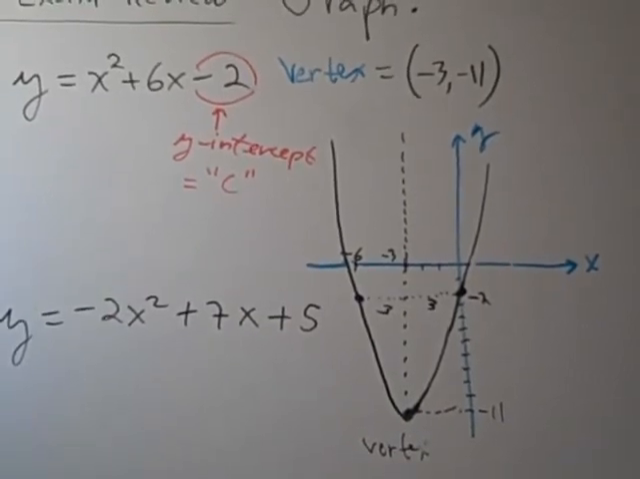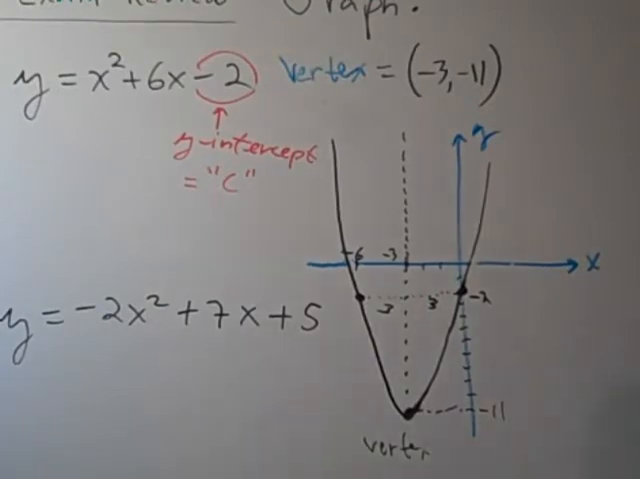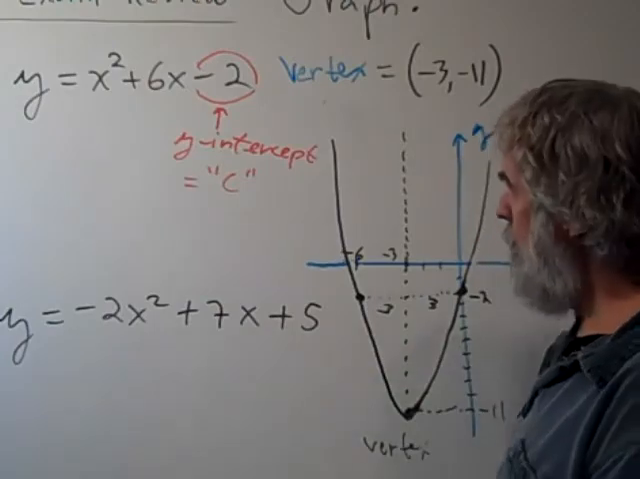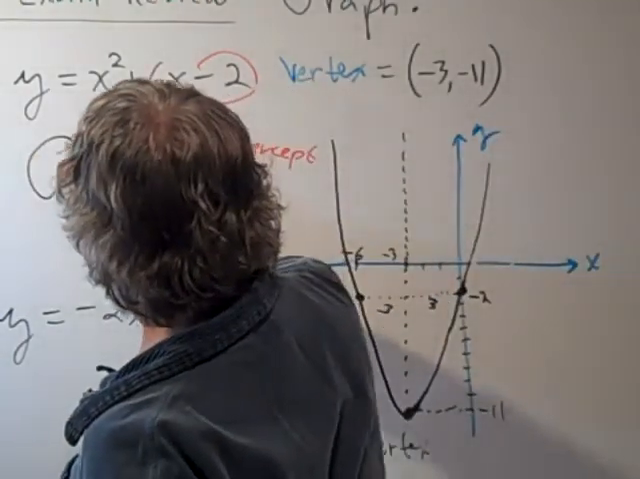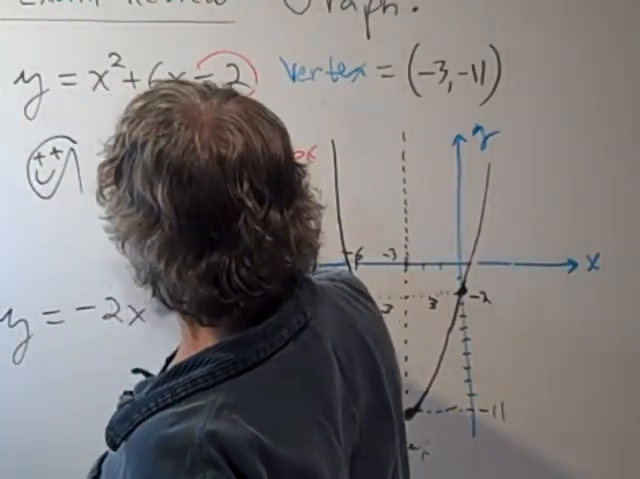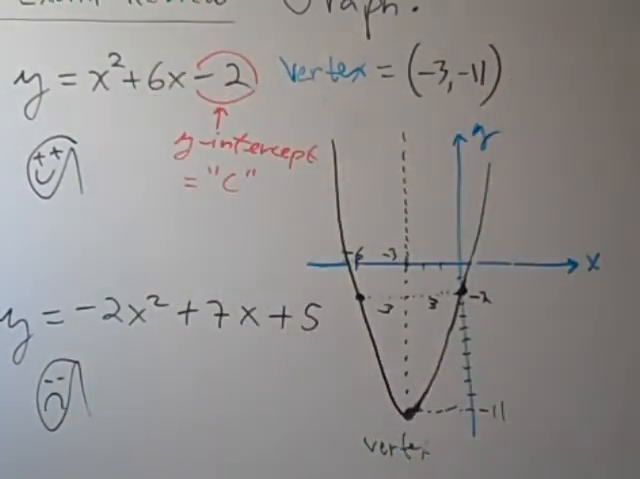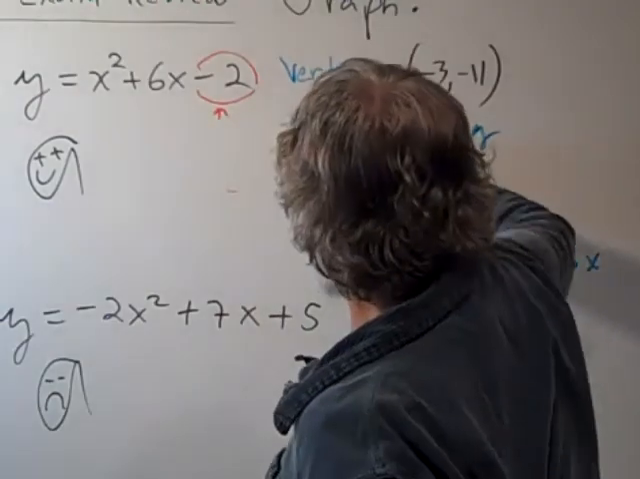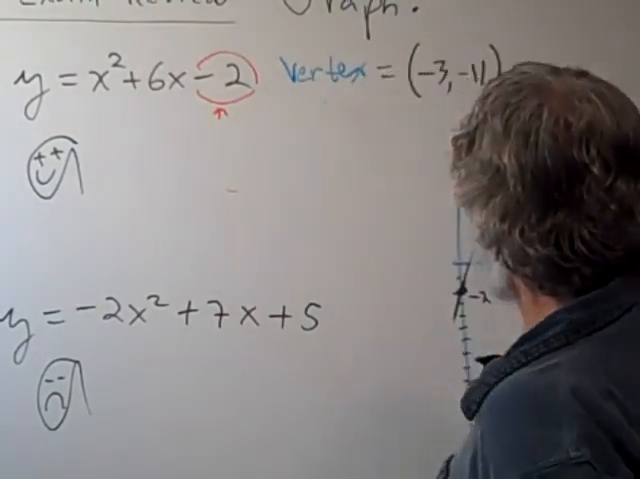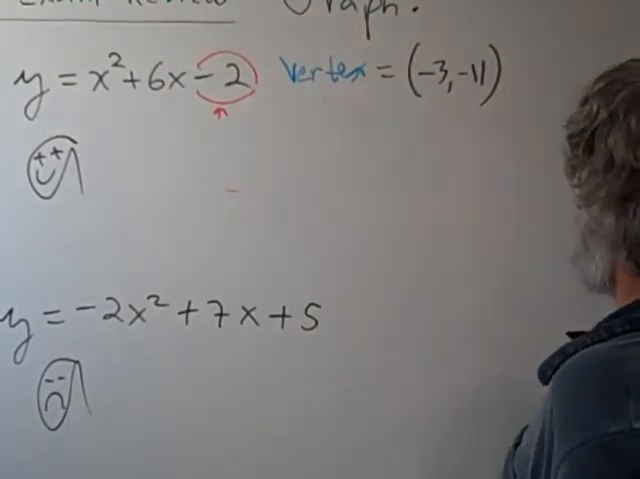Okay, let's try that second parabola now. This is a downward turning parabola. In number 11, a was positive, a happy parabola. This time a is negative, so it's a downward turning parabola. Let's find the vertex first.